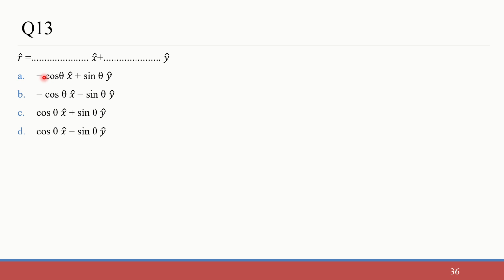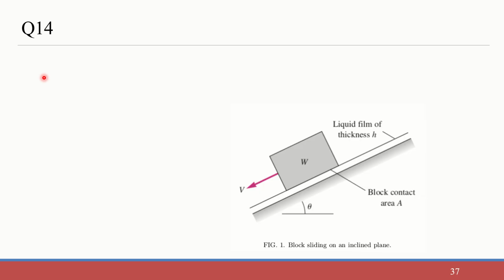So the answer is actually option C: cos theta into x cap plus sin theta into y cap, or r equal to x cos theta plus y sin theta. We used to do that, right? So this is just that form only. So question 13 is a simple form. r is equal to x cos theta plus y sin theta. So r cap is equal to x cap cos theta plus y cap sin theta. So straightforward problem.